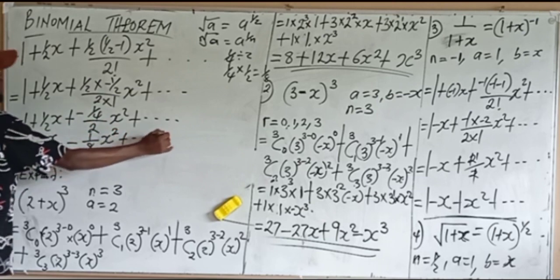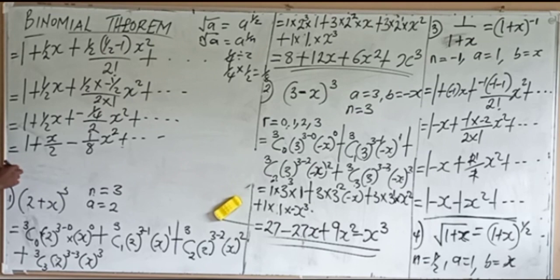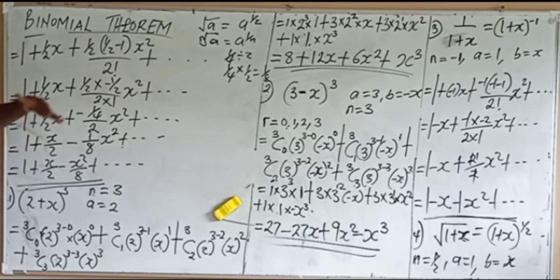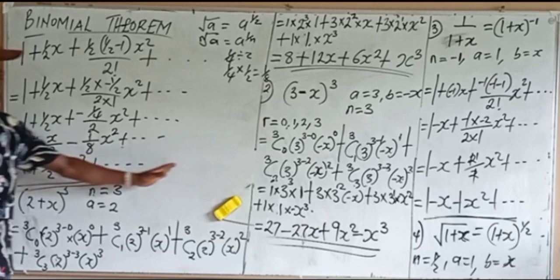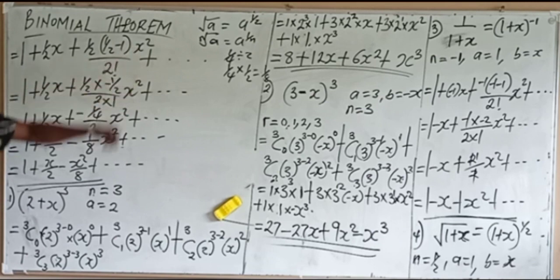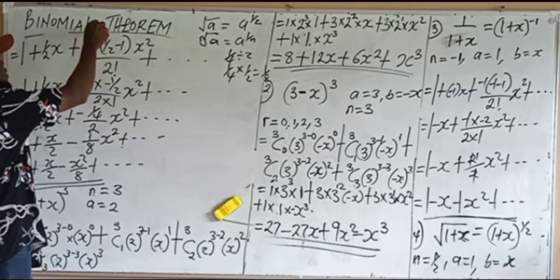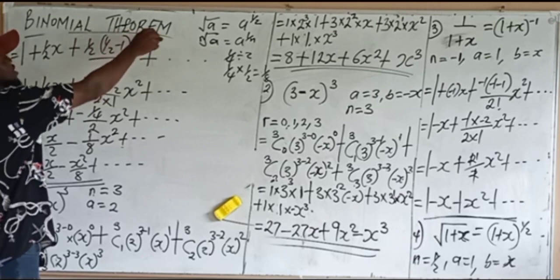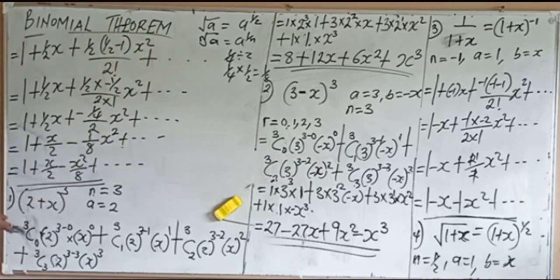X squared plus dot dot dot. So the final answer will be 1 plus x over 2 minus 1 times x squared, that's x squared over 8, plus dot dot dot. So this will be the final answer. That's the expansion of square root of 1 plus x. For the next step, just do half times half minus 1, half minus 2, x cubed over 3 factorial. You also have that there.